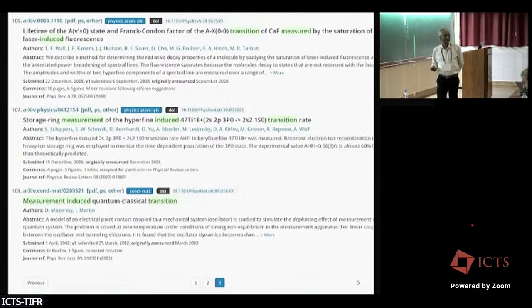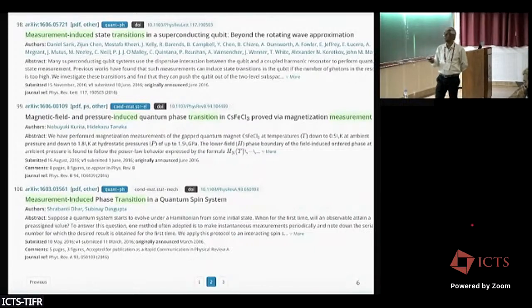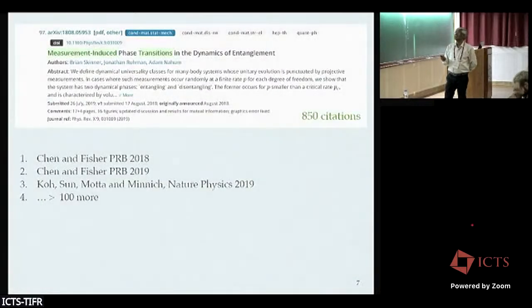What we understand by measurement-induced phase transition is first seen in number 100. This 100 is measurement-induced phase transition in a quantum spin system by myself and my PhD student. And then 99, 98, and in 97, you will find the famous paper by Skinner, Ruhman, and Nahum, which has got 850 citations till now. Then there came the works of Chen and Fisher in 2018, in 2019, an experimental paper published in Nature Physics, and maybe hundreds of other papers afterwards. So this topic is not very old. It started in 2016 or rather 2018 or so.